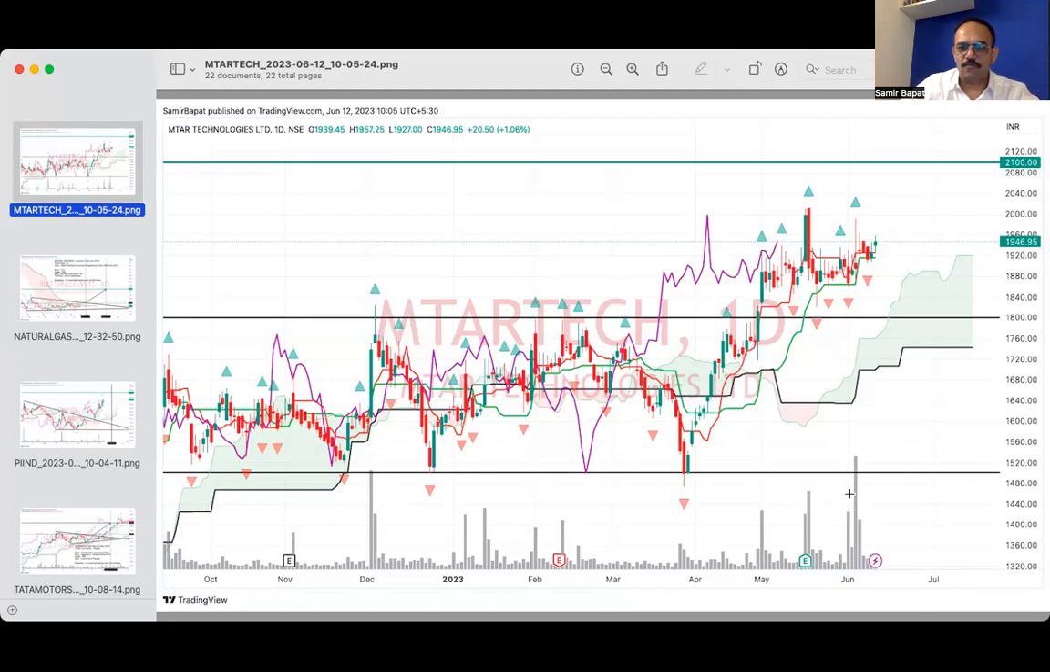Volume will always play the role. Okay, so we have covered the triangle final points, rectangular final points.